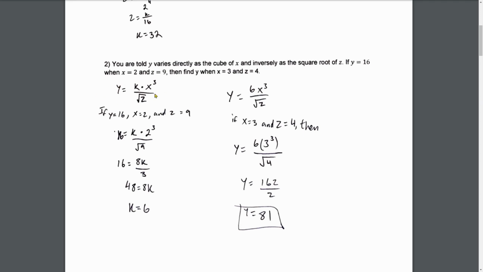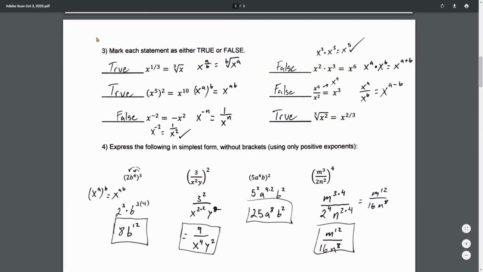Now that we have our equations set up, we can plug in all the variables that we do know to solve for k. So we have 16 equals k times 2 to the third over the square root of 9, and eventually we get k equals 6. Once we have k, we can rewrite the function as y equals 6 x cubed over the square root of z. Next, we plug in the values they gave us for the missing y: y equals 6 times 3 to the third power over the square root of 4, and that comes out to y equals 81.